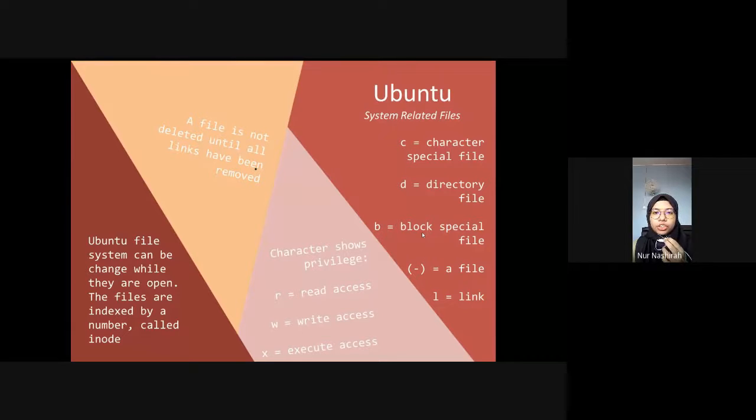One of the characters that show privilege is RWX, which means read access, write access, and execute access. It also includes C for character special file, D for directory file, B for block special file, dash for a regular file, and L for a link.